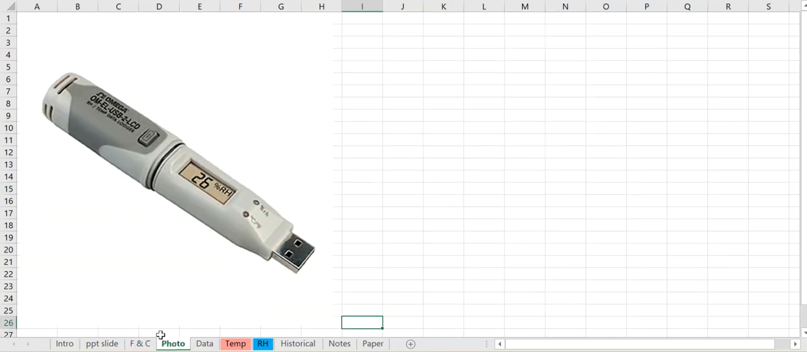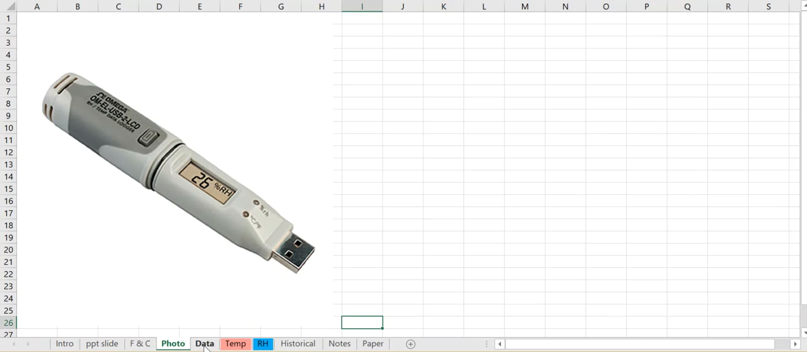Now, the sensor, or the probe that I used, was made by a company called Omega. This is a battery-operated portable sensor that stores the data, and then you can download it later via a USB. This cost about $135, and it records temperature, relative humidity, and the dew point.